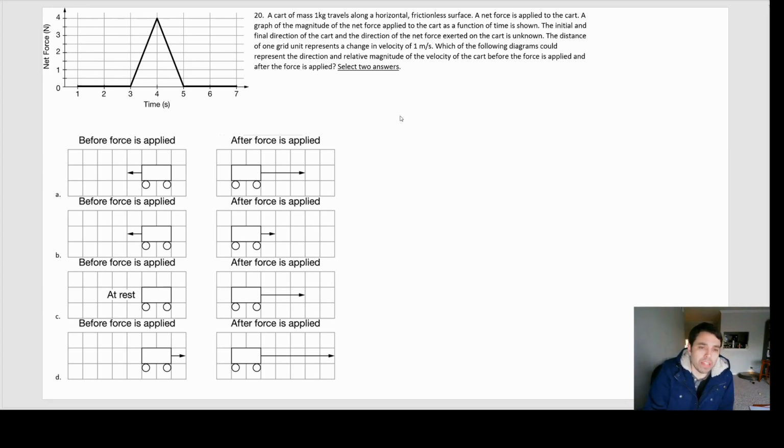Impulse is going to be the base times height over 2, because it's a triangle. Area under the curve, right? So base is 2, height is 4. So 2 times 4 is 8, divided by 2. The area of the triangle is going to be the base times height over 2. So height is 4, base is 2 over 2, so it's going to be 4. So our delta P is then 4, right?